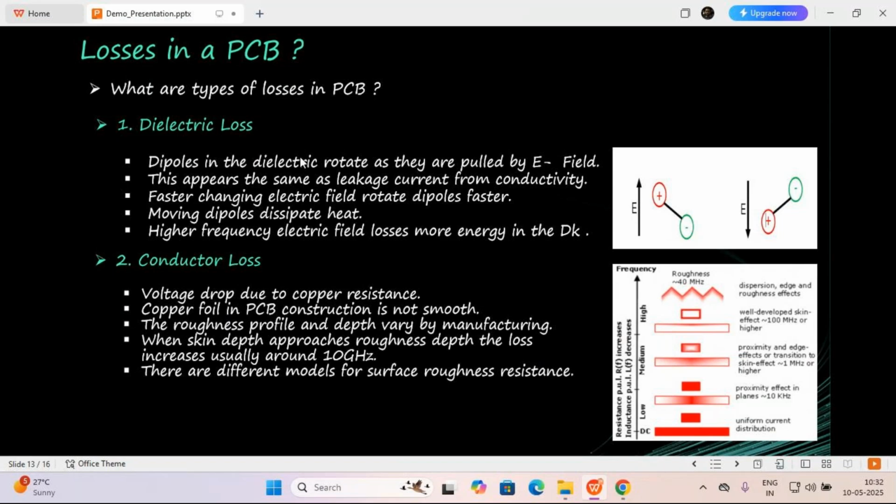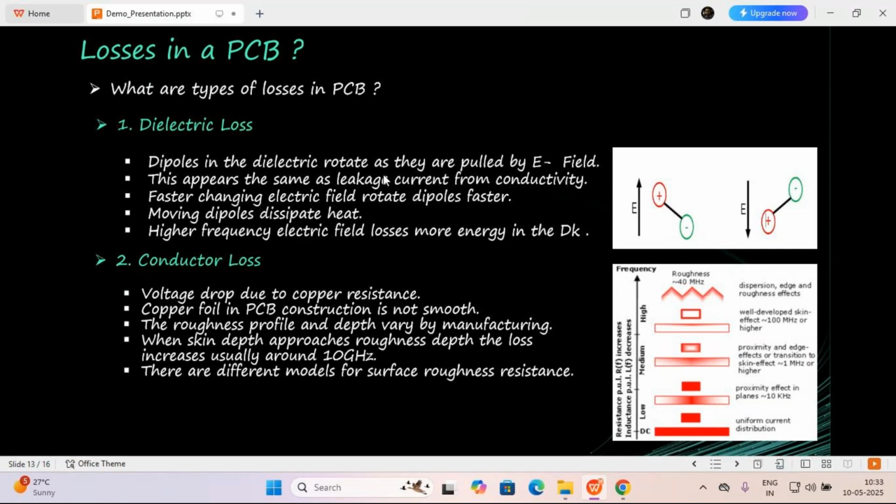because of that electric field, it vibrates the dipole. It vibrates the PCB material, that dielectric material, and because of that vibration you get losses in the form of heat. So that is the dielectric losses.